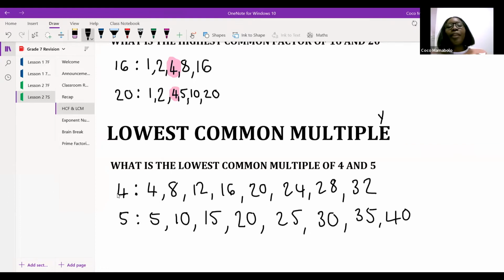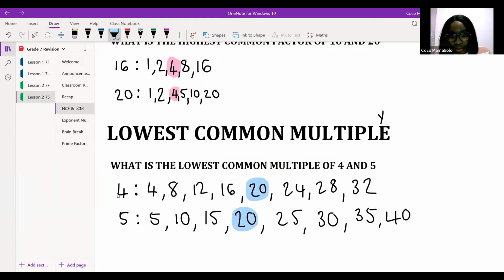All right. Now, guys, we are looking for the smallest number that 4 and 5 have in common. What is that number? The smallest number that they have in common, because it's the lowest number. That's it. Leona's here. Hi, Leona. Well done, Bulela and Motebang and Leona. The smallest number that they have in common is 20.